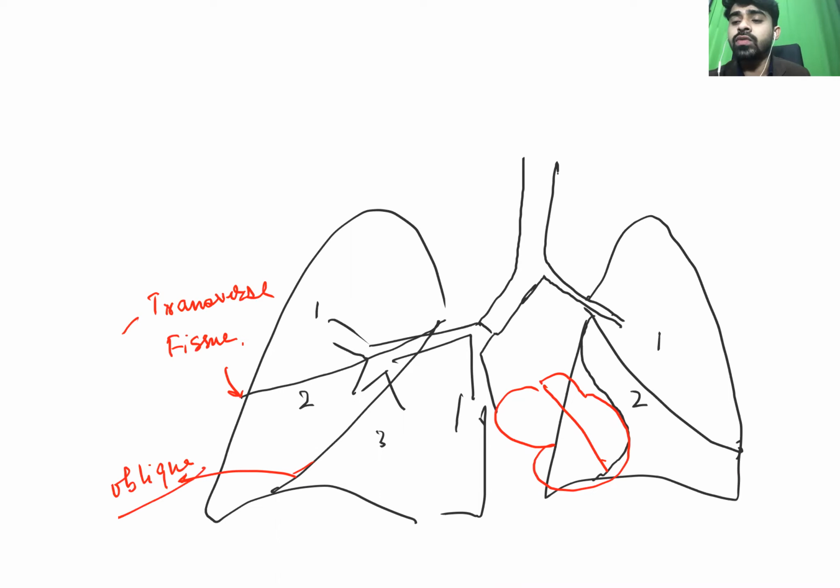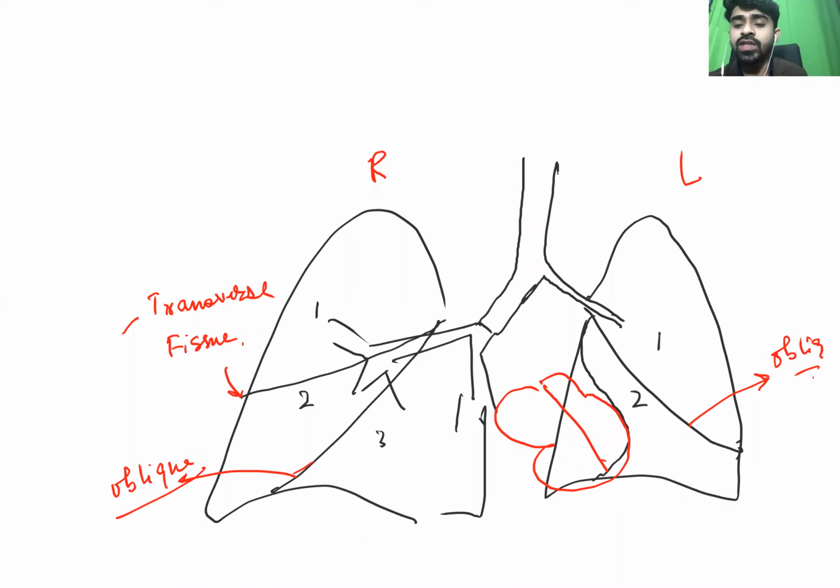But in the left one, which fissure is only there? Only the oblique. So which one is missing in the left? In the left, which fissure is missing? Transverse fissure. Okay, so that's enough.